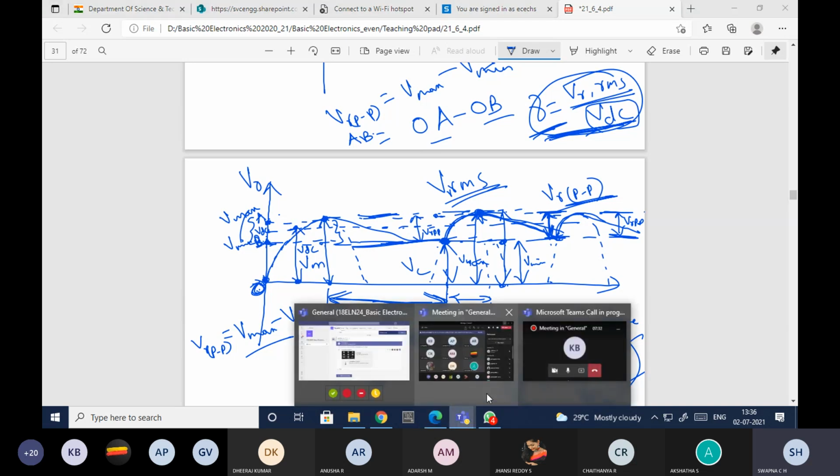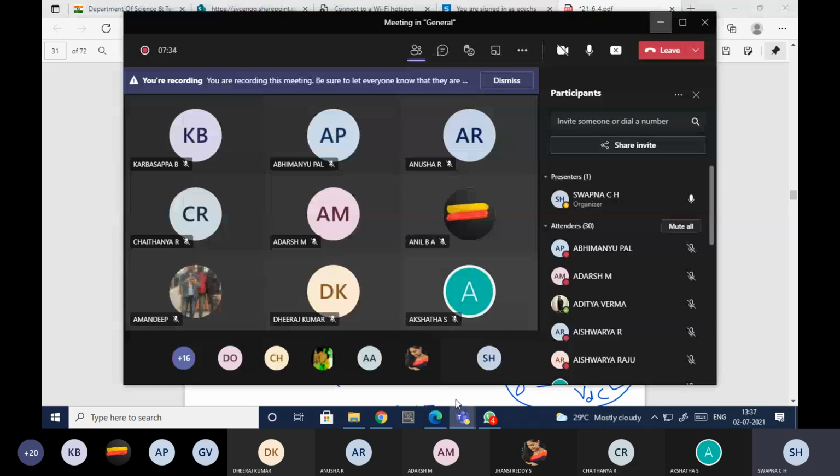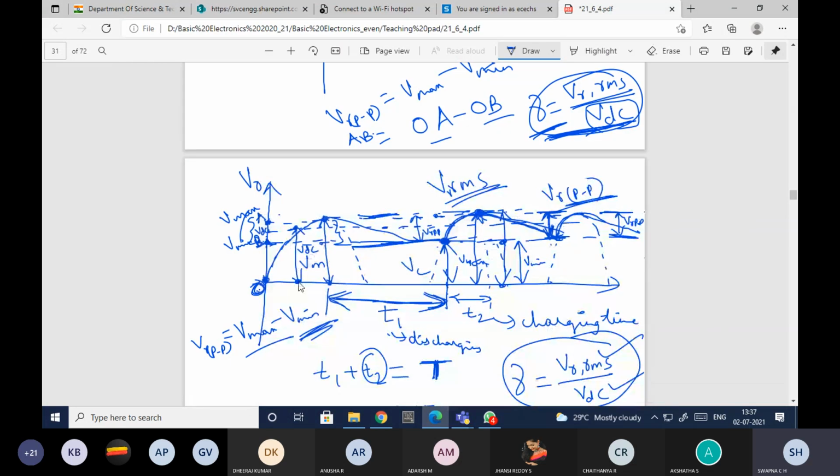Are you understanding? Let me know. Others also please try to respond. So from here to here is VDC, and I need to find this VDC value. In order to find this VDC, I know from here to here it is VM. If I subtract this portion from this portion, I'll get this portion, right?